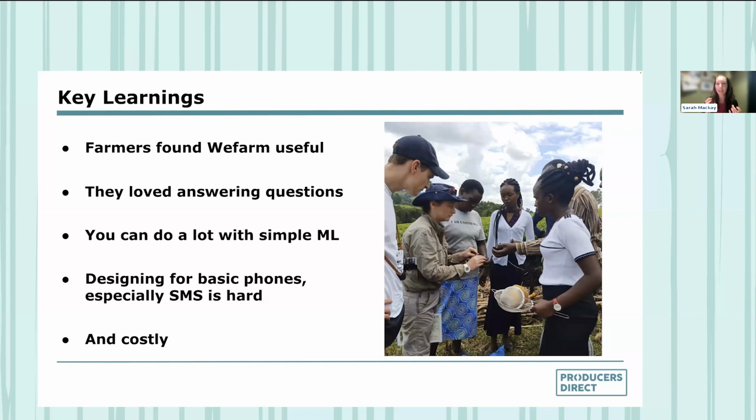Finally, a couple of other things. It's really hard to design a user experience for a basic phone for SMS. You lose a lot of the features that you have with a smartphone. You don't have your camera. You don't even have an easy way of getting the GPS location of that farmer. And the final thing is that in its current state, WeFarm is very costly. To answer one question, it took about 25 SMSs being sent between different people. So although it was very effective, it was very costly.